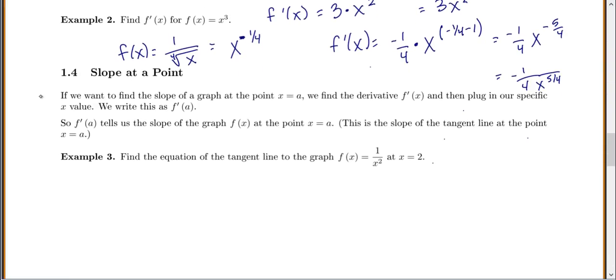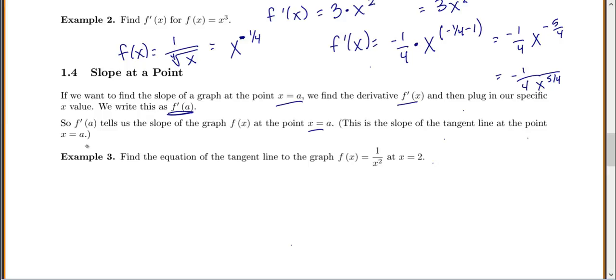Now let's look at some more application type things. Let's look at finding the slope at a single point. So if we want to find the slope of a graph at the point x equals a, we find the derivative f prime of x, and then plug in our specific x value of a. So we write this as f prime of a. So f prime of a tells us the slope of the graph f of x at the point x equals a. You could also think of it as the slope of the tangent line at the point x equals a.